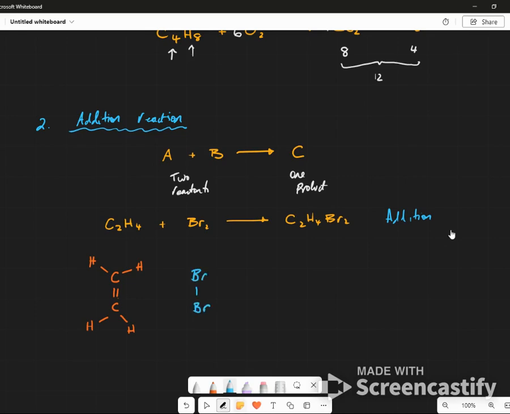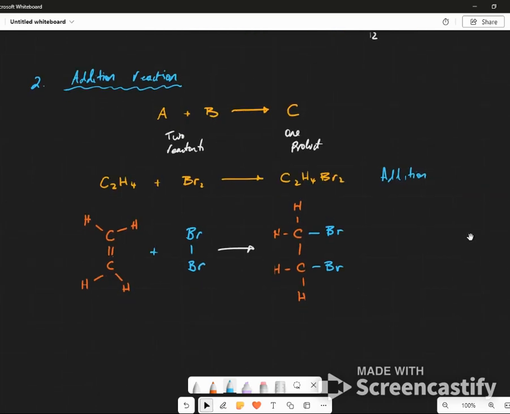Now what's going to happen is they're going to come together, and we get this CH, CH. One bromine is going to go on one side of where the double bond was, and the other one's going to go on the other side of where the double bond was. So can you see that this is an addition reaction? Because two things have formed one thing. Okay, so far so good.